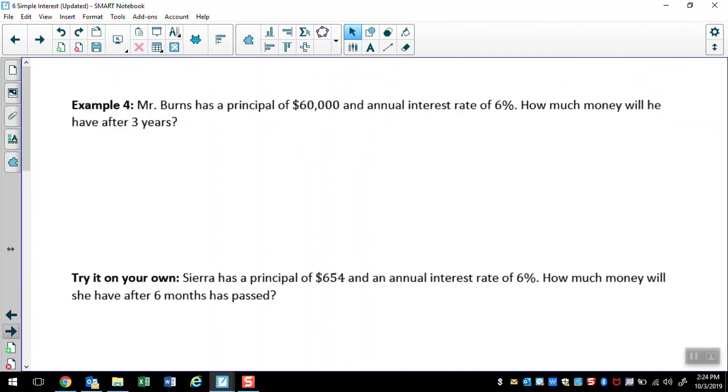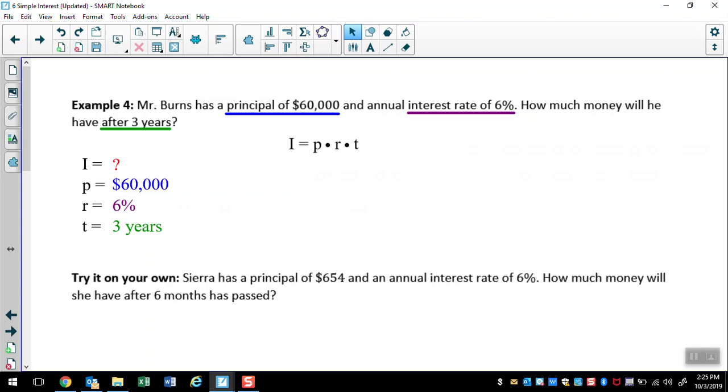Okay, let's go to the last page. And this next example is very similar to the previous one. So Mr. Burns has a principal of $60,000 and annual interest rate of 6%. How much money will he have after 3 years? So I'm going to start with my setup. He has a principal of $60,000 and an annual interest rate of 6%. How much money will he have after 3 years? The one piece of information they did not give us was the amount of interest. So we're going to take our formula and substitute, but remember first we need to change this to a decimal.